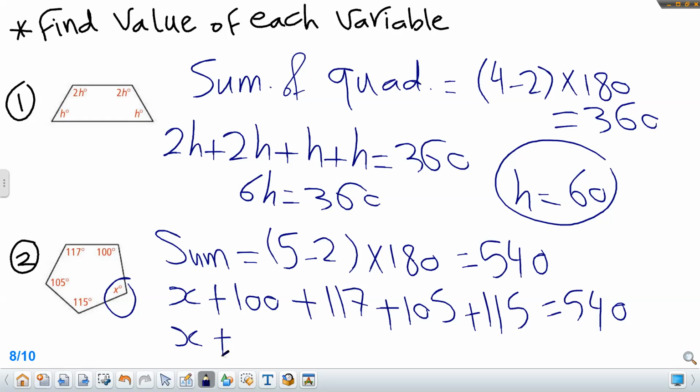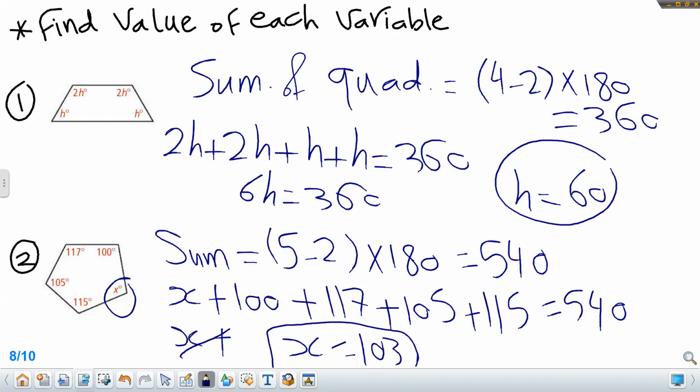It will be 437. If you move that to the other side as negative, it will be 437. Then 540 minus 437, then x equals 103. Okay, this is the value of x.